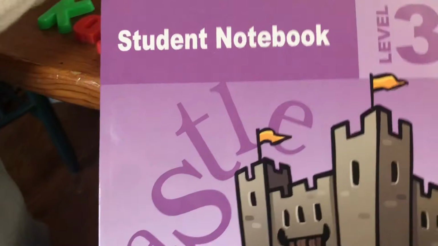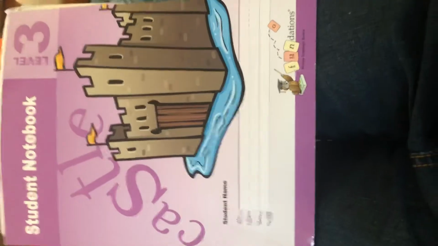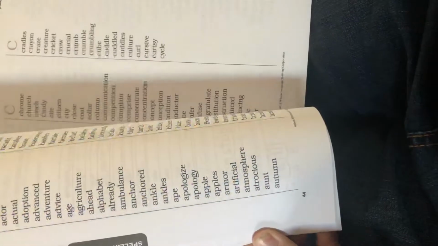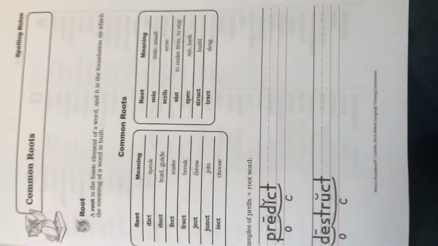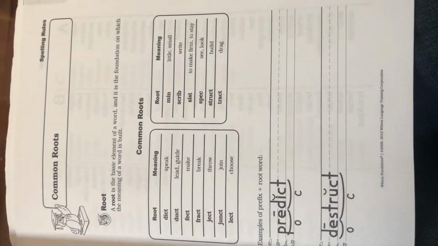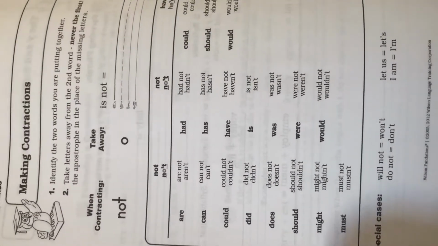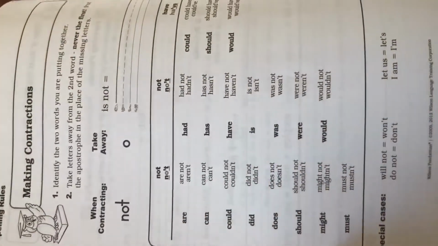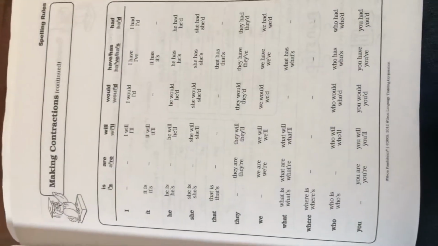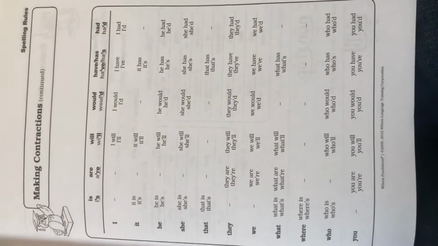Because you don't have your student notebook at home with you right now, I grabbed one copy, and what I just did is I took pictures of pages 42, our common prefixes that we've been working on in our current unit, and page 43, our common roots that we've been working on in our current unit, and our next focus, making contractions, which we've been working on and writing a whole bunch. So I just took pictures of some of this.